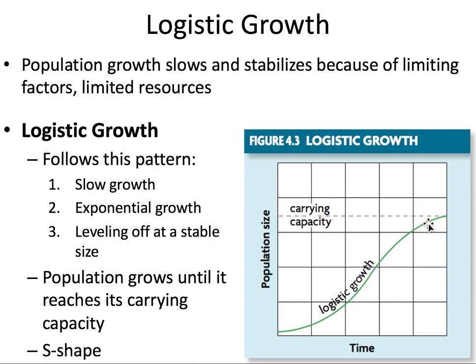And then look what happens here. You have a leveling off. And this point here is called carrying capacity. And we'll discuss what carrying capacity is later on. But at this point, you've reached the maximum number of individuals and you reach a stable population size. And logistic growth has this characteristic S shape. Exponential had a J shape, and logistic has this characteristic S shape.